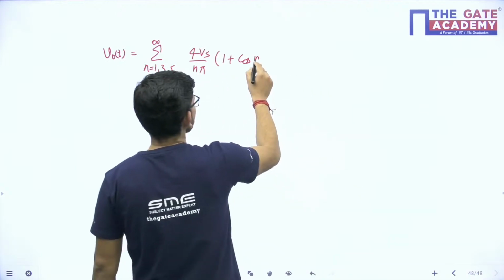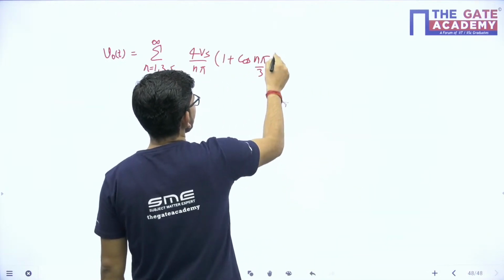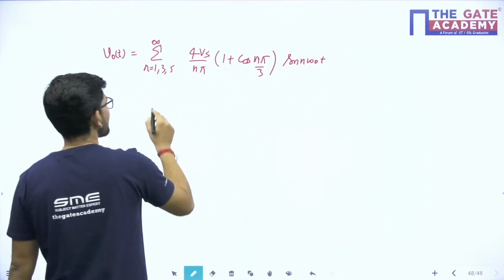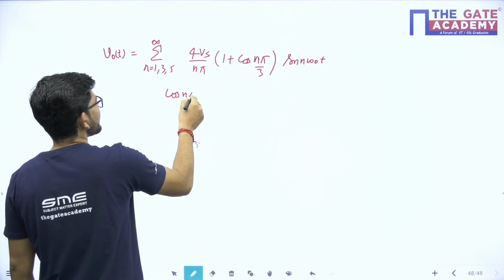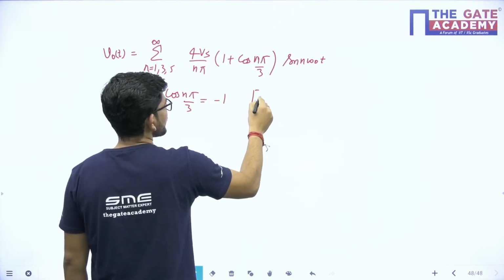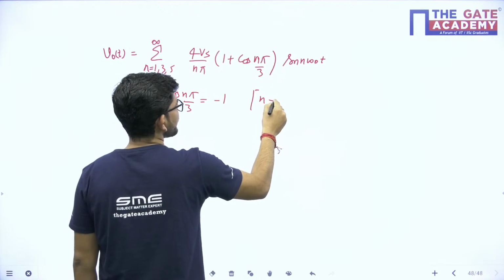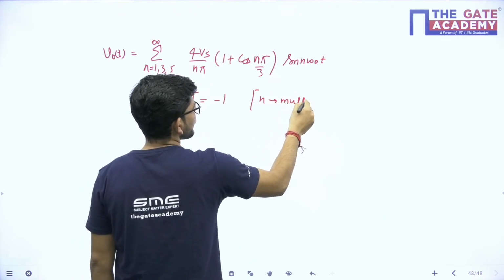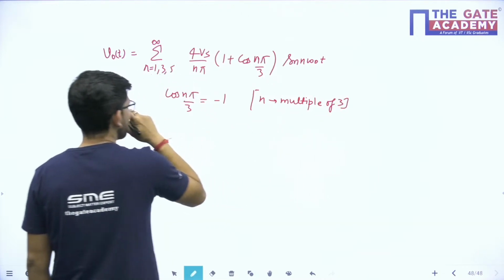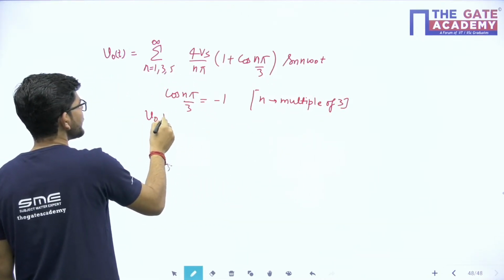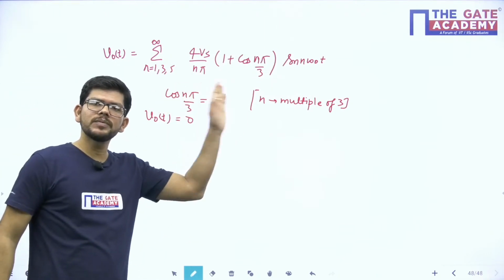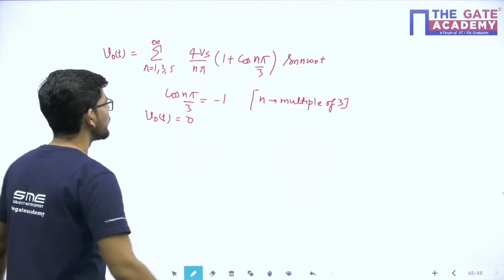So it will be equal to cos 1 plus cos n pi by 3 sin n omega naught 3 t. Now this cos n pi by 3 will be equal to minus 1 for n being a multiple of 3. So what will happen? You will get V naught t equals to 0 always. All the multiples of 3 will be out from this waveform.